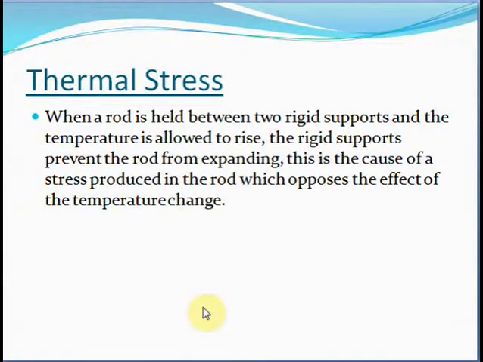Now we'll see what is thermal stress. When a rod is held between two rigid supports and the temperature is allowed to rise, the rigid supports prevent the rod from expanding. So this is the cause of a stress which is produced in the rod, which opposes the effect of the temperature change. So the effect of temperature change here is the expansion of the rod, which is opposed by the stress. The stress is called thermal stress.